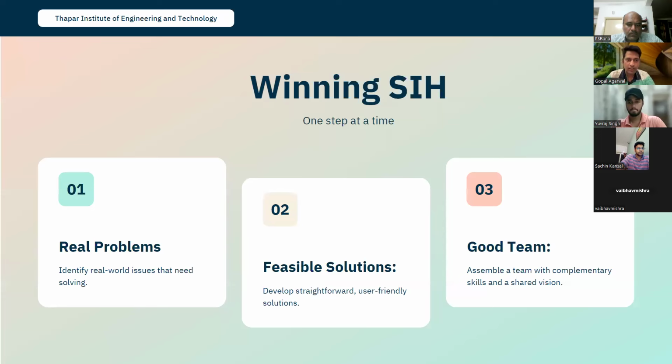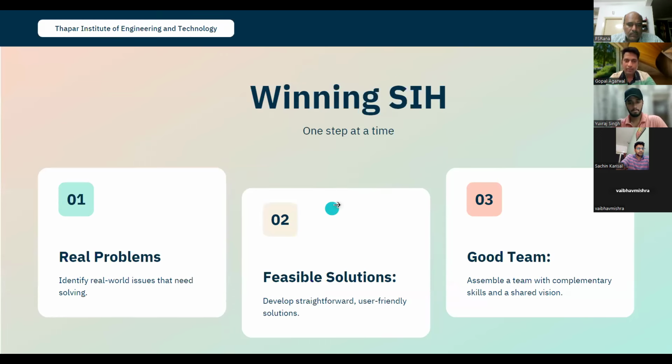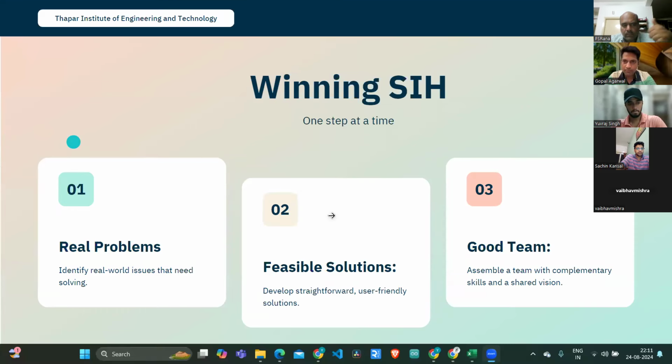Yuvraj, if we move back to the last slide, I'd like to add some points. I think we should definitely discuss a little more about the structure. Yuvraj, can we move back to the previous slide? Am I audible to you?